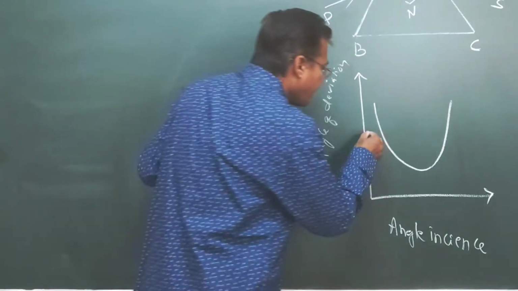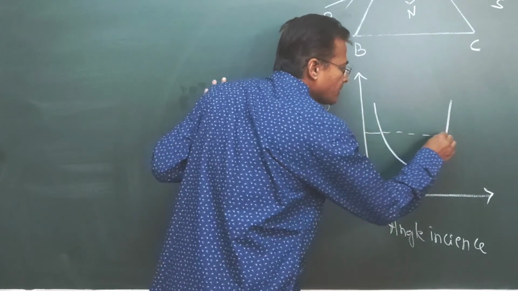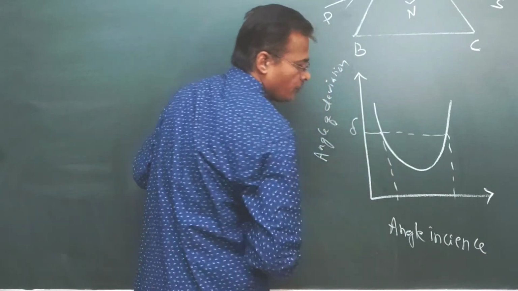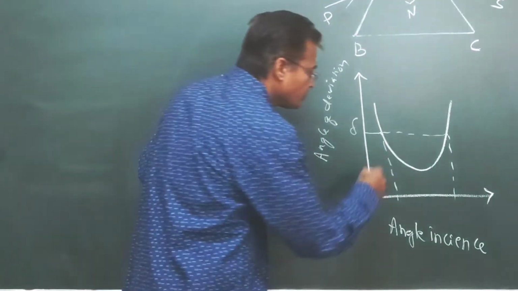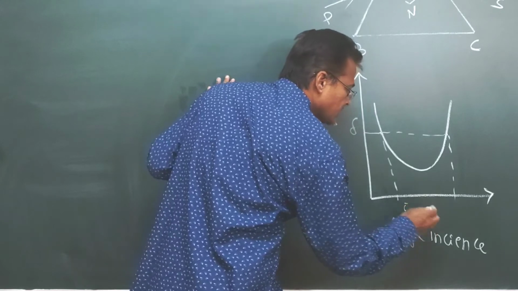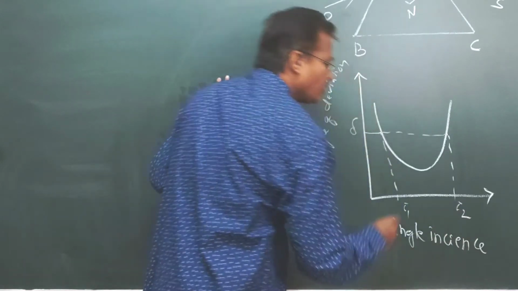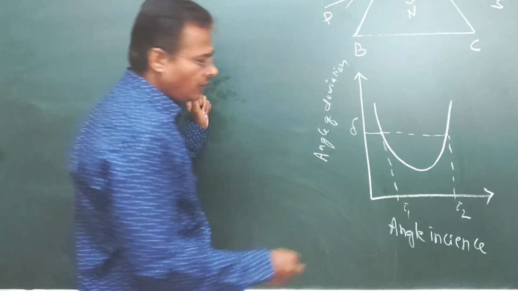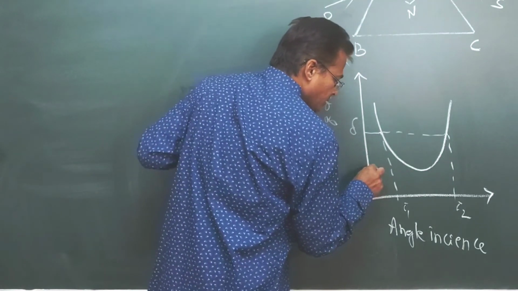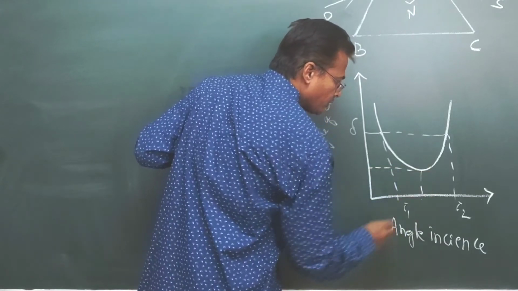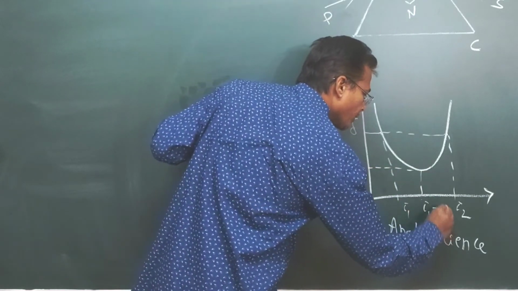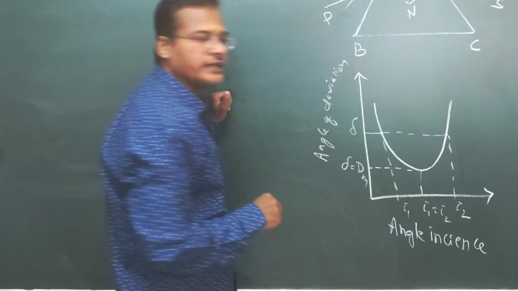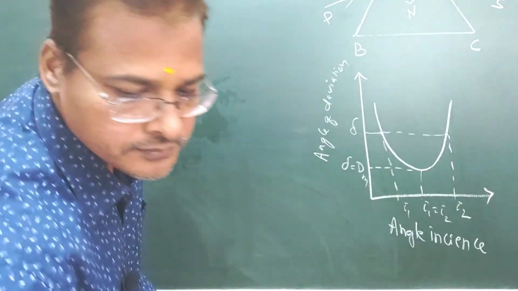Then at a particular angle of deviation, this is the delta value. Here we first get the angle of incidence I1, and I2 is the angle of emergence. At a particular angle of deviation, that is the minimum deviation, we see that I1 equals I2. So we call this delta equal to dm.